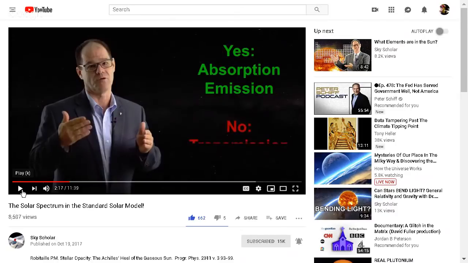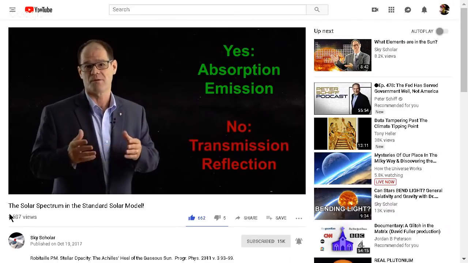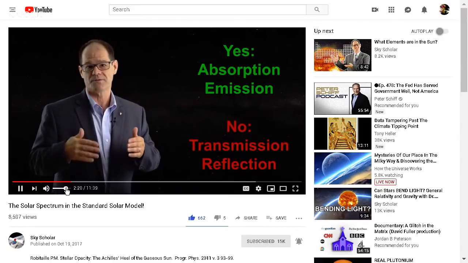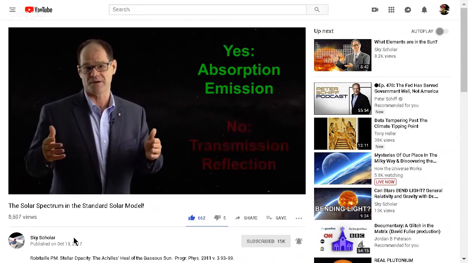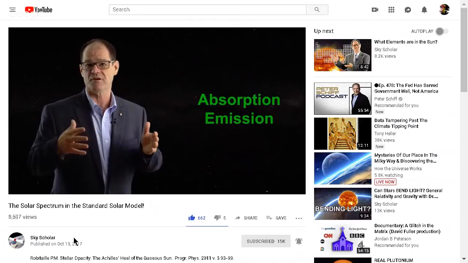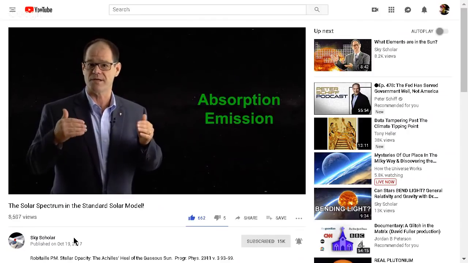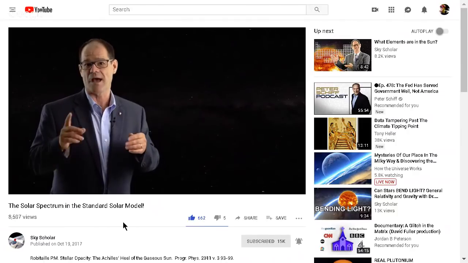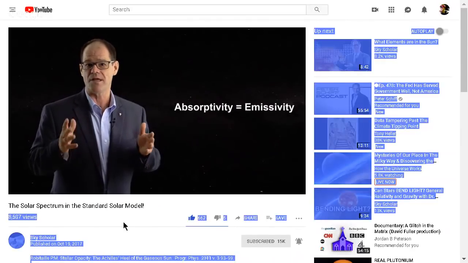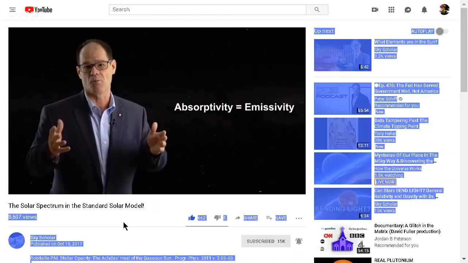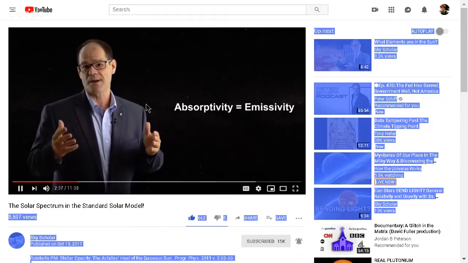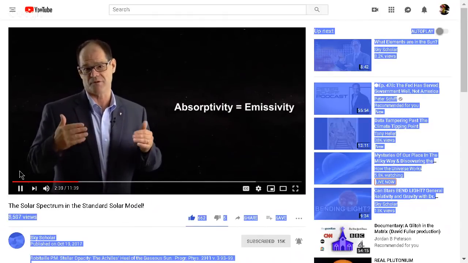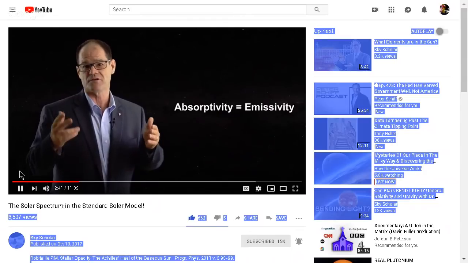Let's play a clip. For a black body, while all the possible processes involved have been considered, absorption and emission still constitute 100% of what is observed. Therefore, relative to black body radiation, absorptivity and emissivity are equal and constitutes the whole problem. Since all of the opacity must come from absorptivity for a black body, then it follows that the two are equal.